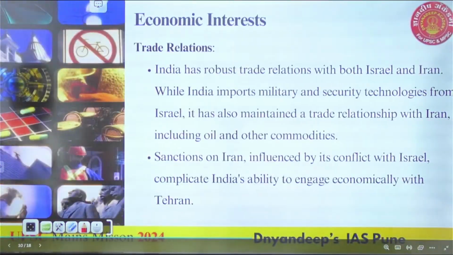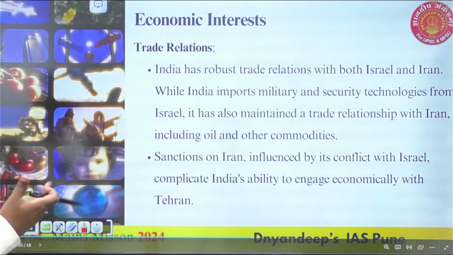Then for economic interest, India has trade relations with both Israel and Iran.